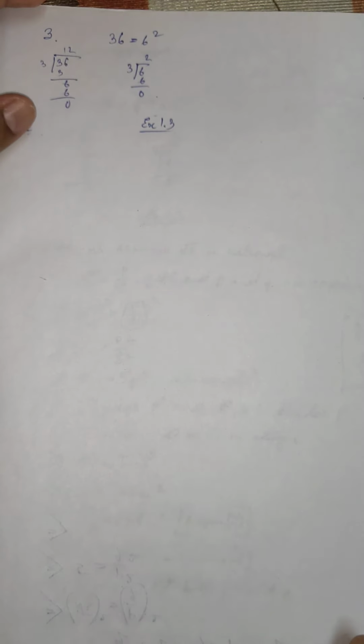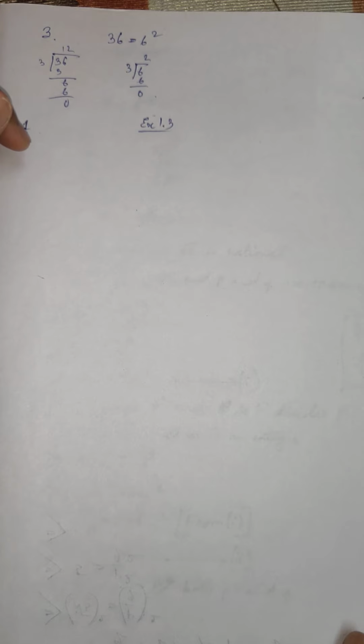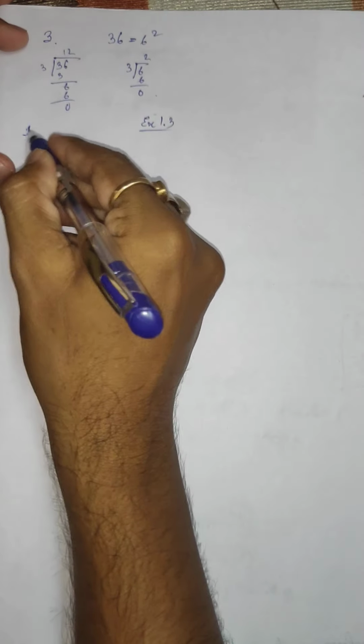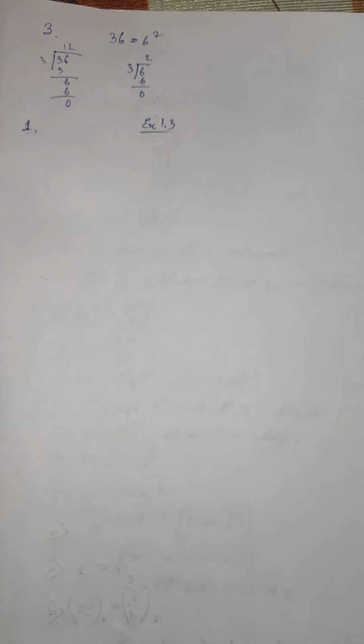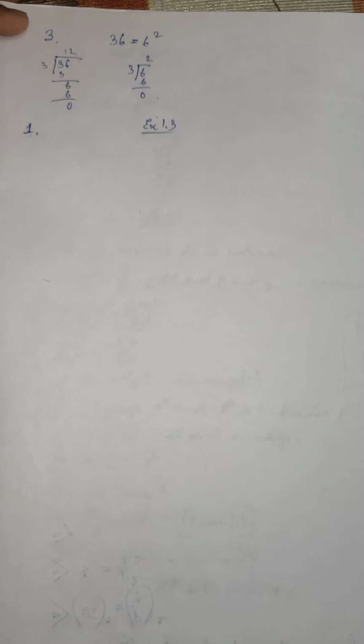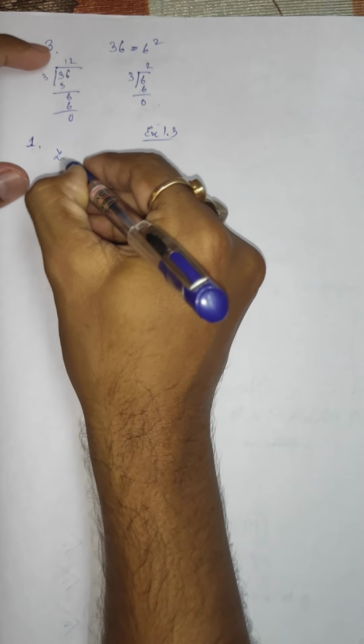Number 1, we have to prove that root 5 is irrational. You know, root 2, root 3, root 5 are irrational numbers. Now we have to prove mathematically that these are irrational. To prove irrational, first we shall assume these as rational numbers. This proof is the same for root 2, root 3, root 5. If you can understand one, you can do the others. So watch it carefully.